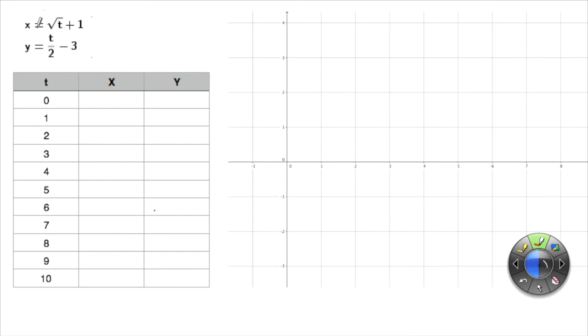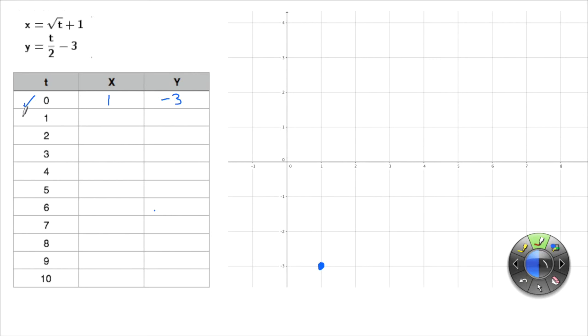So I'm going to do by hand just a few of the points, and then I'll show you the rest of the answers done by a spreadsheet. All right, so let's see here. If we plug in 0, that's a good one to try. So 0 plus 1 is 1. 0 over 2 is 0, minus 3 is negative 3. So the first coordinate on this graph is 1, negative 3. So here's 1, negative 3.